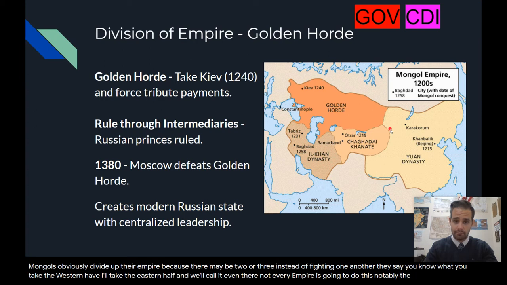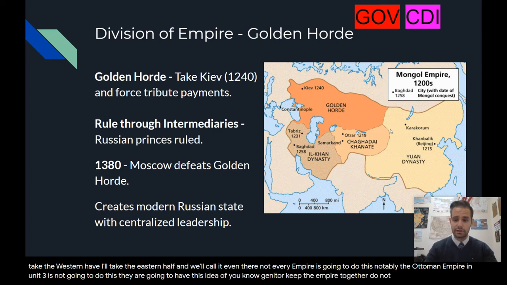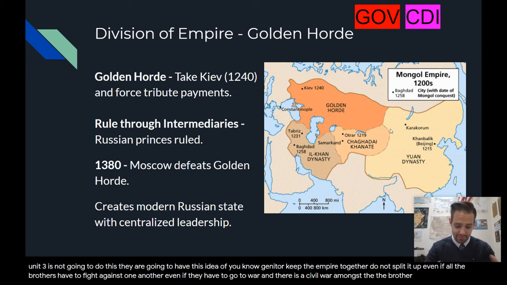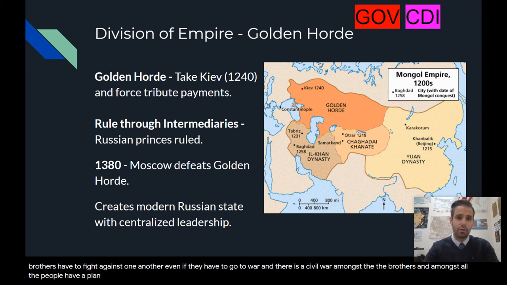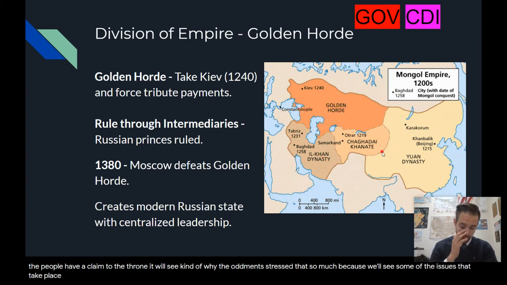Notably, the Ottoman Empire in Unit 3 is not going to do this. They are going to have this idea of unigeniture. Keep the empire together. Do not split it up. Even if all the brothers have to fight against one another, even if they have to go to war and there is a civil war amongst the brothers and amongst all of the people who have a claim to the throne, keep the empire as one. And we'll see why the Ottomans stress that so much, because we'll see some of the issues that take place with the Mongol Empire.